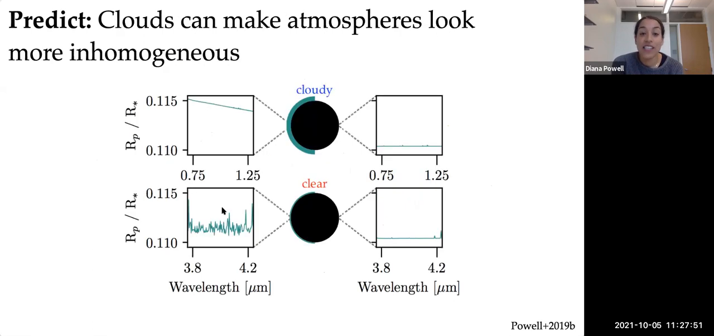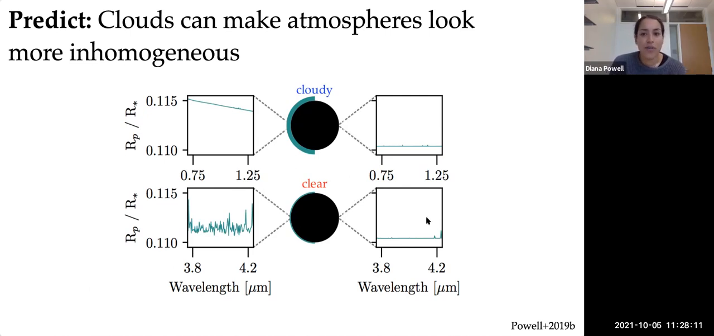And with these mock spectra, we have shown that clouds are likely to enhance observed atmospheric inhomogeneity on the limbs of hot Jupiters, in certain cases in a way that should be clearly visible with JWST, demonstrating that James Webb will offer us novel ways of observing the 3D nature of planetary properties.